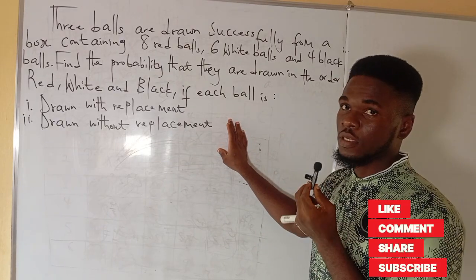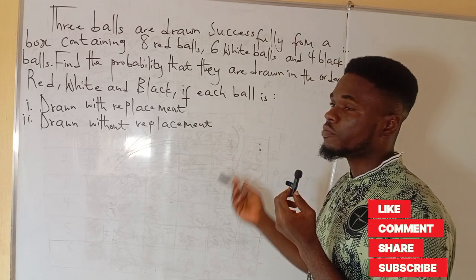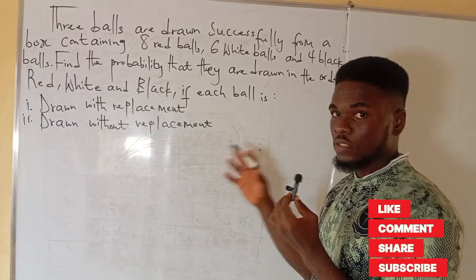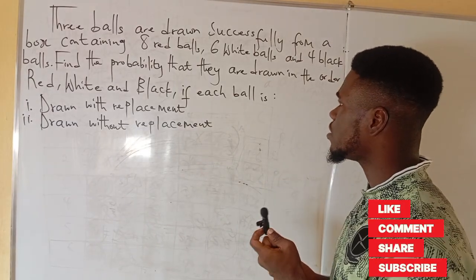This is the multiplication law of probability. Now, replacement means whenever you pick a ball, the total number of balls still remains the same because it is still going to be replaced, while without means it reduces. Now, let's work it out together.